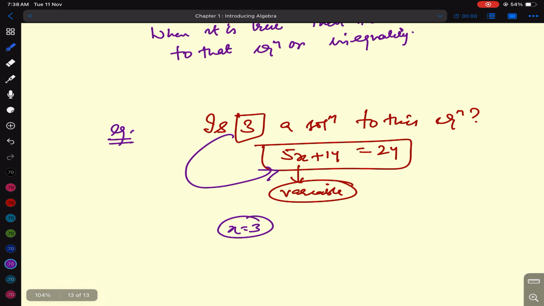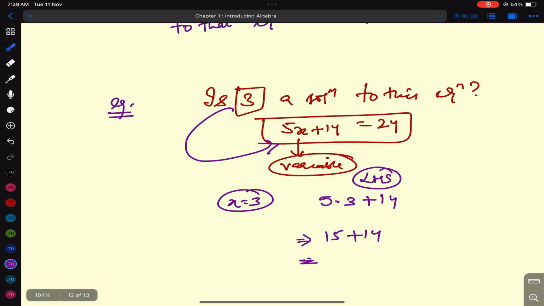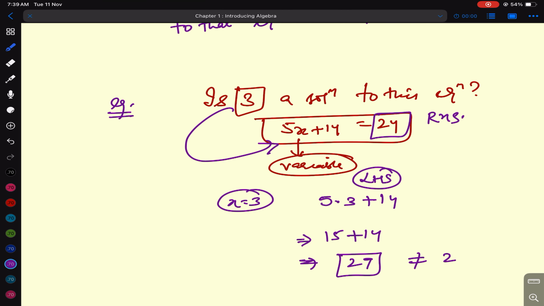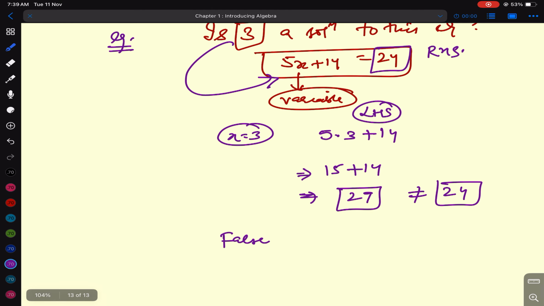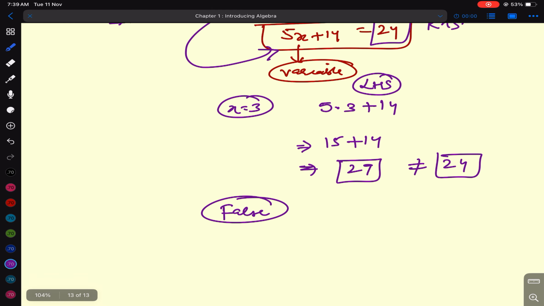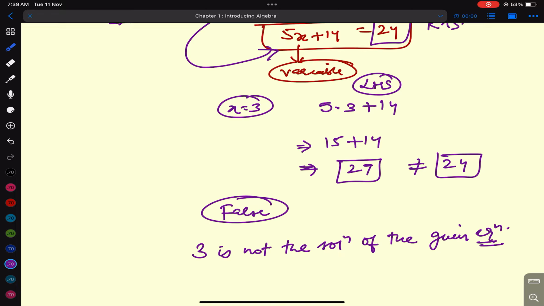When we substitute x with 3, we get 5 times 3 plus 14 on the left, which is 15 plus 14, and that is 29, right? And on the right we had 24. Are they equal? No, they are not equal. Since it is not equal, it is a false open sentence. This open sentence was about an equation, not an inequality, right? And we verified that 3 is not a solution of this open sentence, or of this equation.